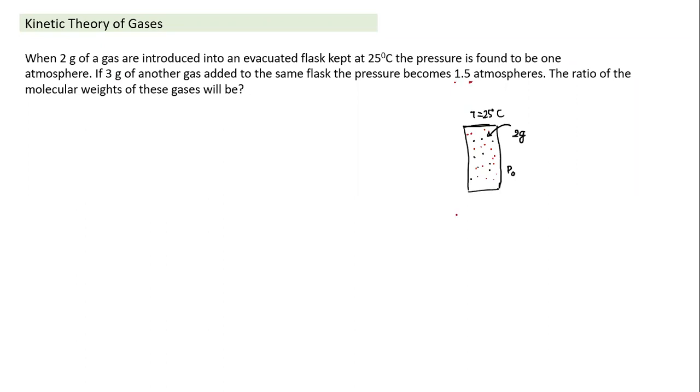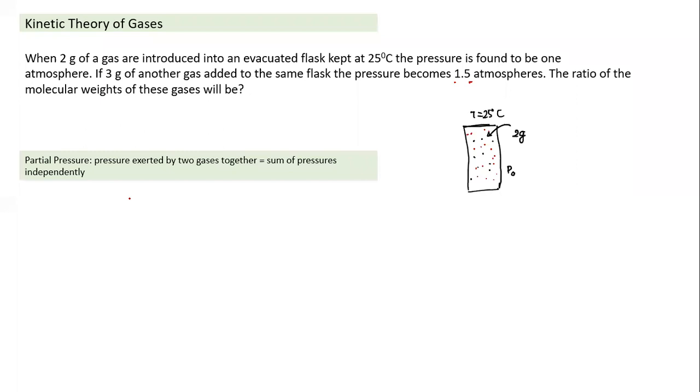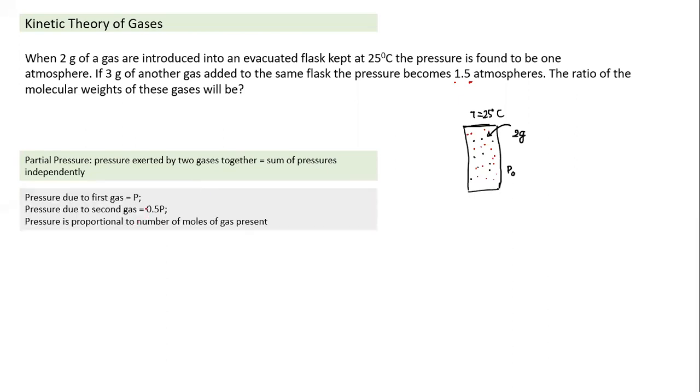Okay, so that's just to understand also what the kinetic theory is. So the pressure exerted by two gases together is equal to the sum of the pressures exerted independently. The pressure due to the first gas is P, and the pressure due to the second gas is 0.5 P. That's why the total becomes 1.5. And what is pressure proportional to here? Pressure is equal to nRT by V. Okay, so which thing is changing here? Temperature is not changing, V is not changing, R is not changing. For the first gas and second gas, pressure is directly proportional to the number of moles.